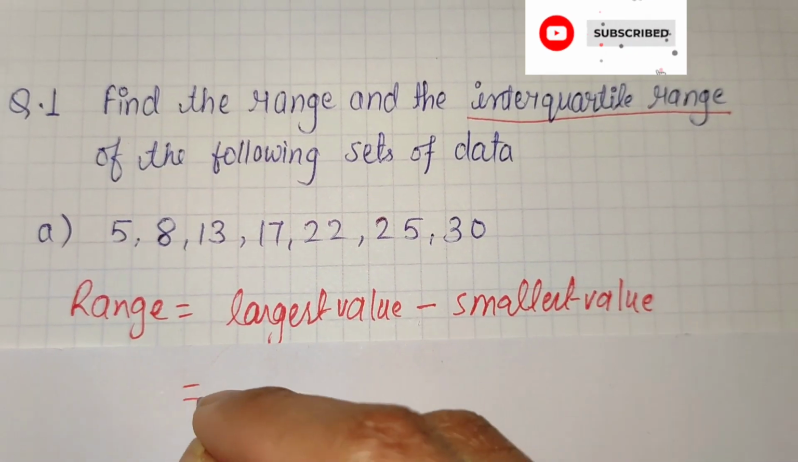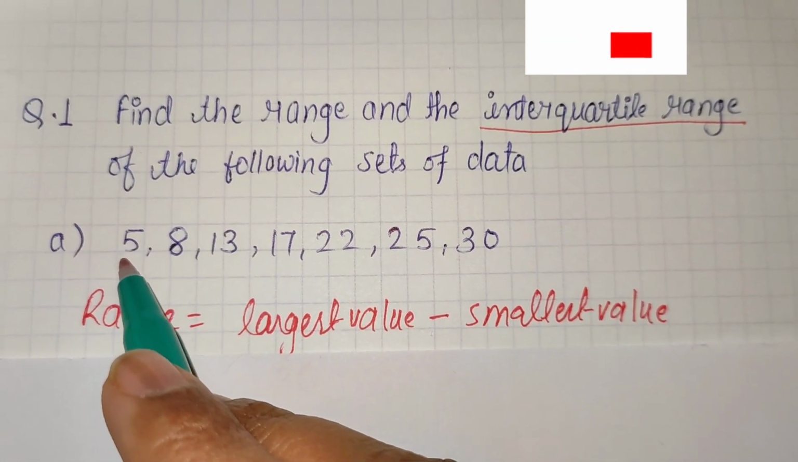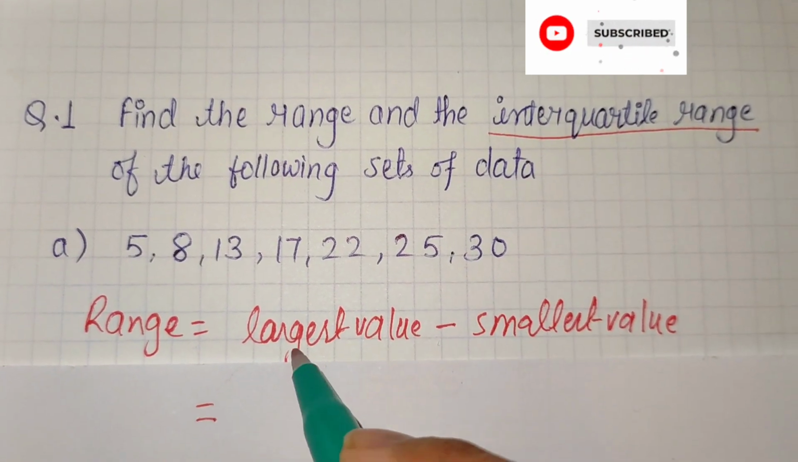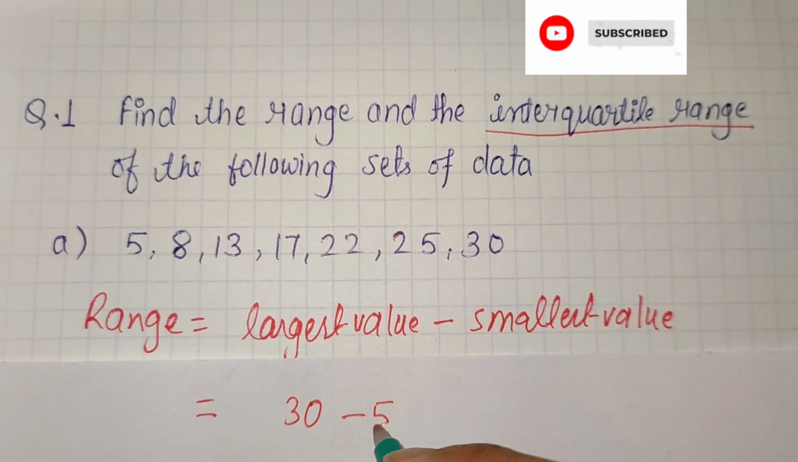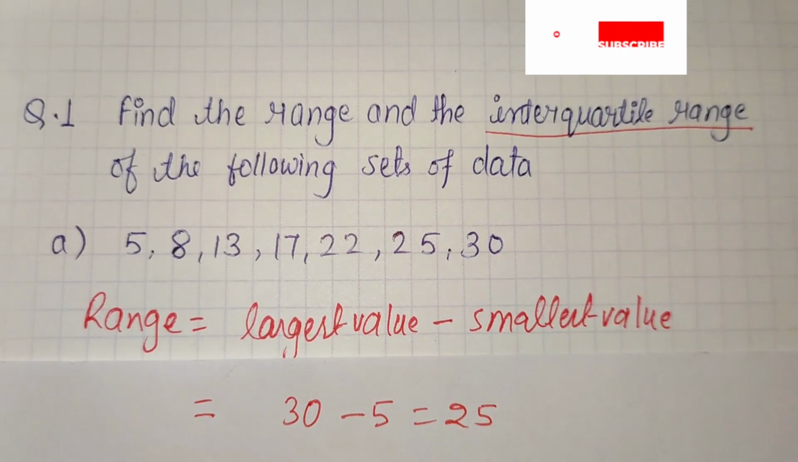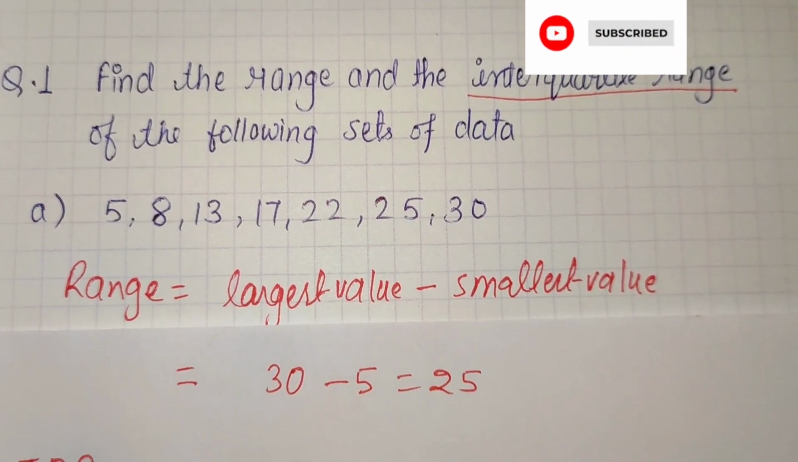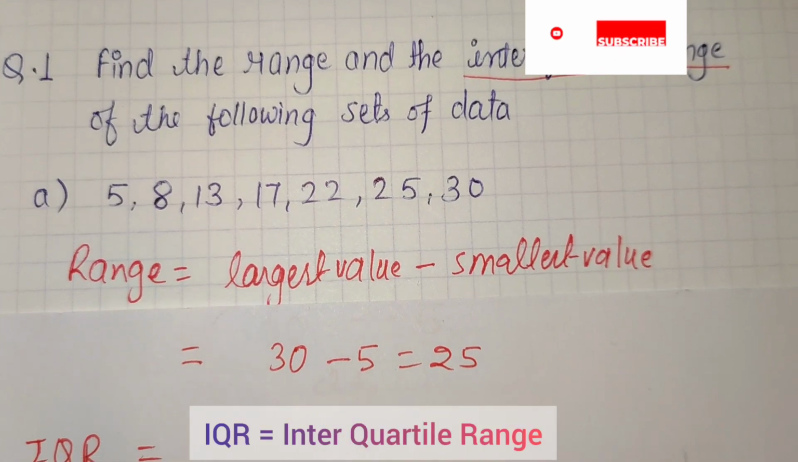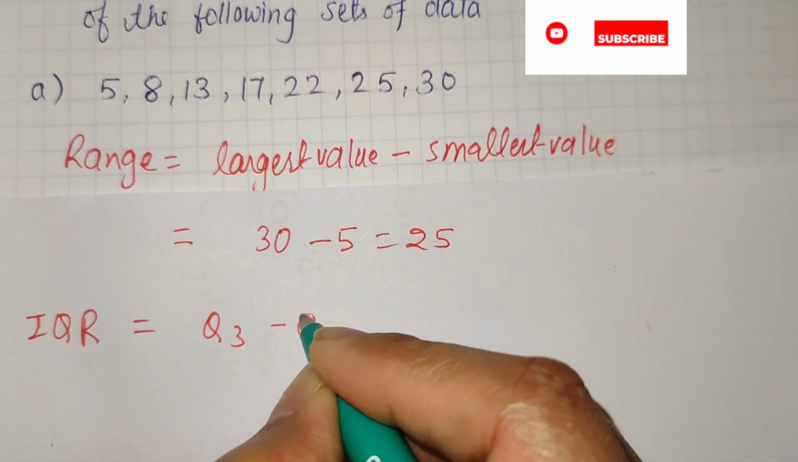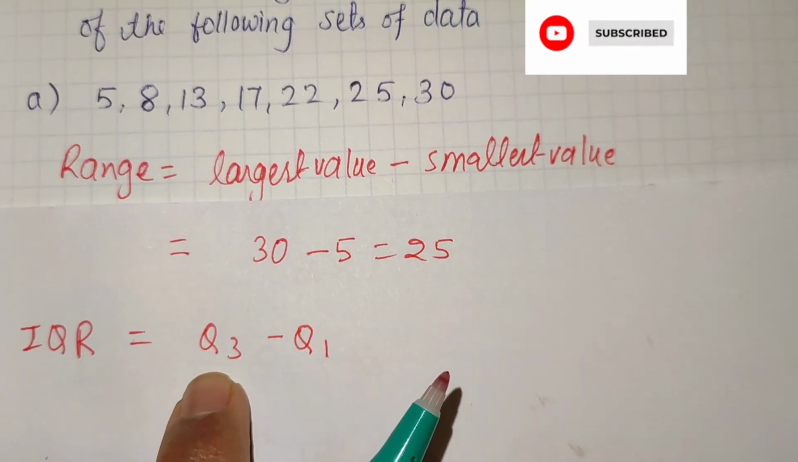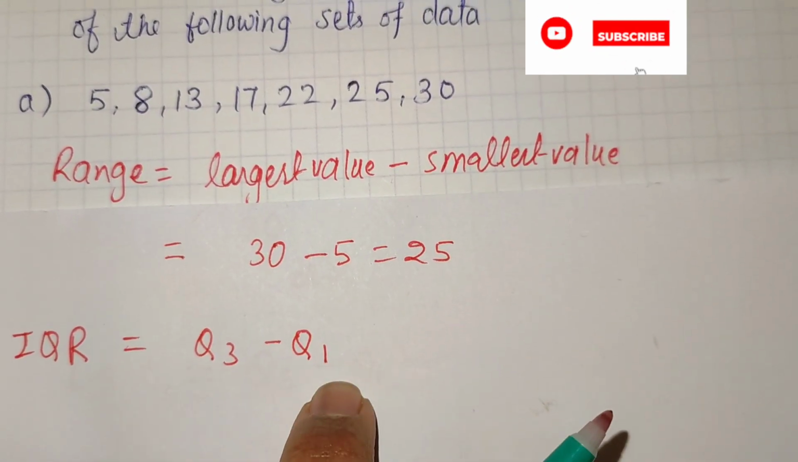Because this is arranged in ascending order, I can say the largest value is 30 and the smallest value is 5. So that gives me 25. Now the question is how to find out the IQR. IQR is the upper quartile take away the lower quartile. Now how do we find the upper quartile and lower quartile?